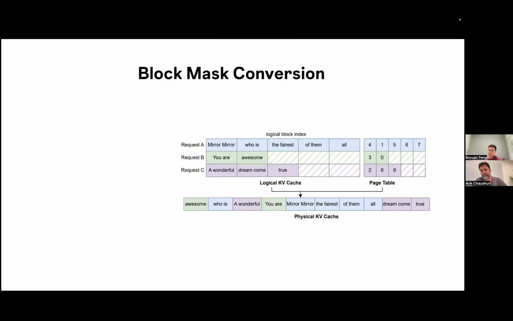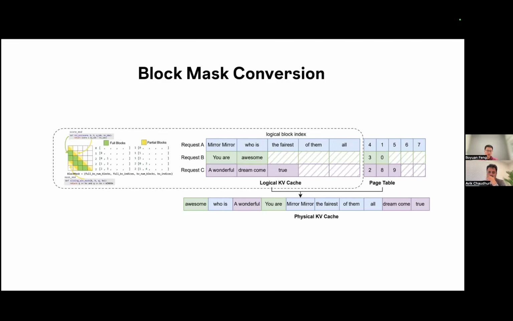We want flex attention to work with page attention. So the first thing we want is block mask conversion. Remember, for flex attention, we have the block mask to say what block index we should use for every row or batch index, right? We also want a counterpart with the physical KV cache. Then we can just apply it as indirect indexing and make it work with flex attention.